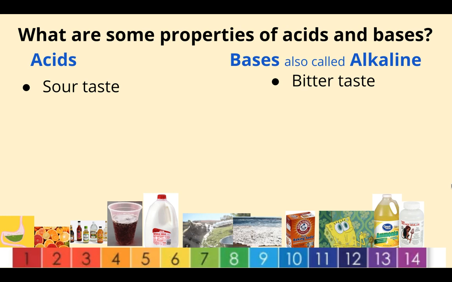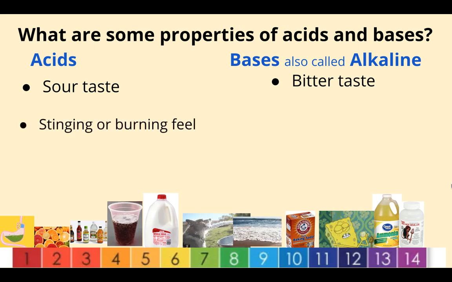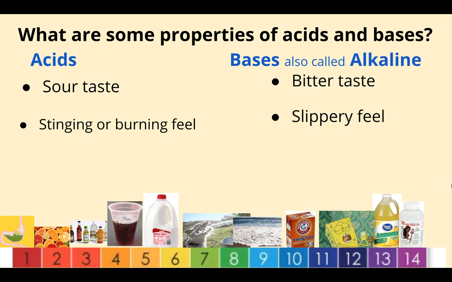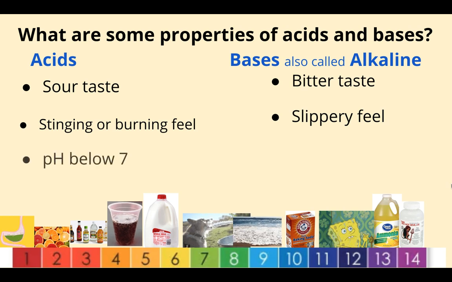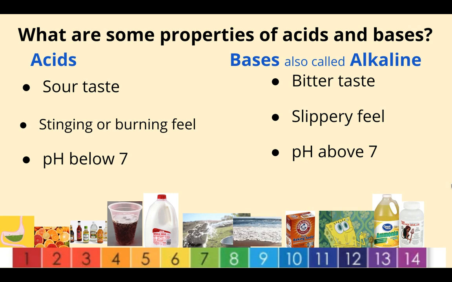Now, of course, we don't taste things in the lab, so this isn't a great measure for us. But you can also think about how they feel on your skin. Acids tend to sting a bit or burn, whereas bases tend to feel slippery. And again, the reason that soap is so slippery is because the bases are combining with the oils on your skin or the fats that they've been made with. And then finally, the pH scale. Acids fall below 7 on the pH scale, and bases are above 7, with pure water being neutral right at 7.